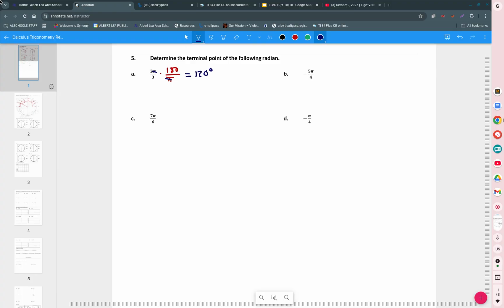So the 120-degree angle, as we make that quick little sketch, it's going to leave how many degrees against the x-axis right here?